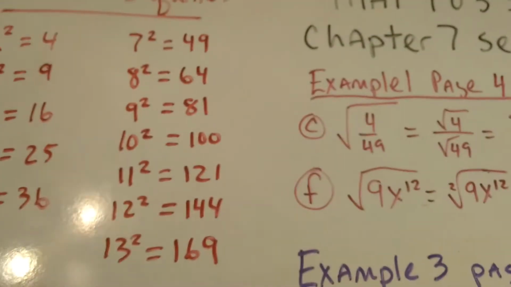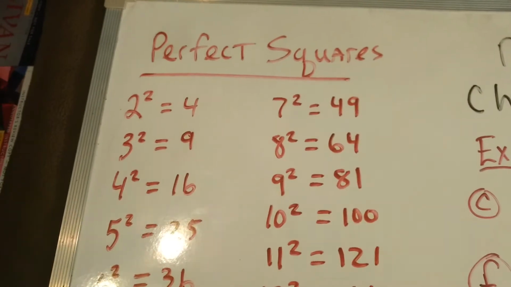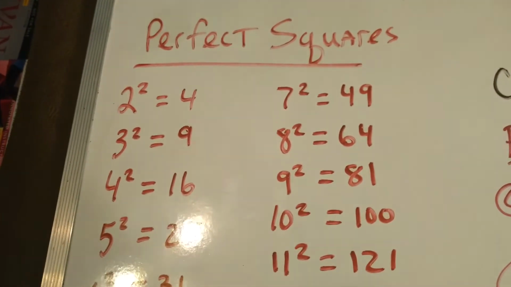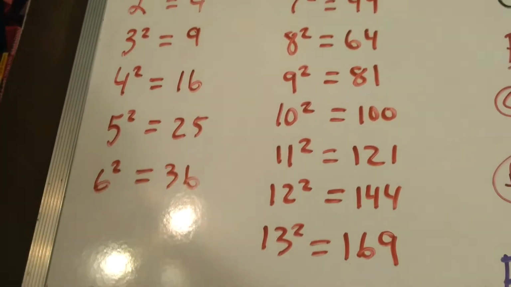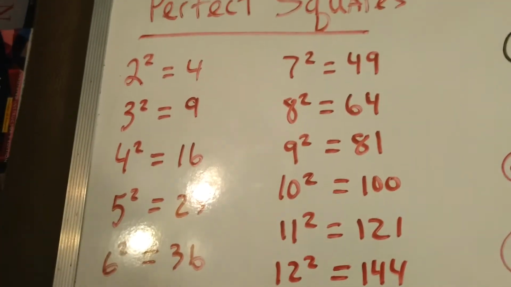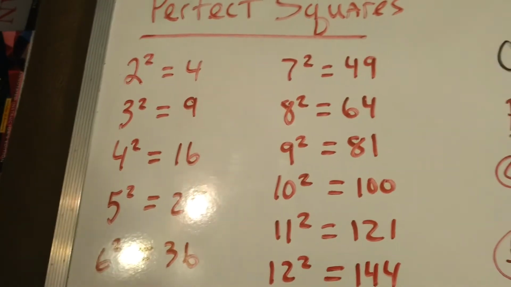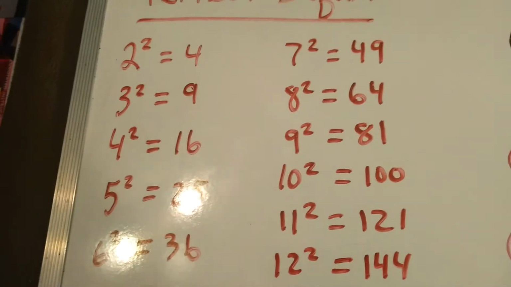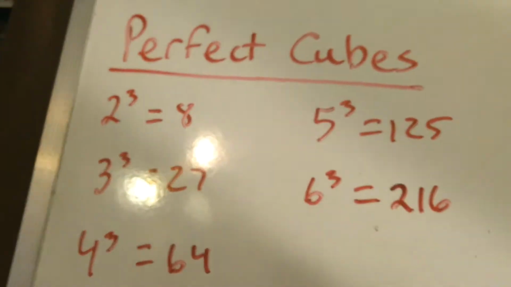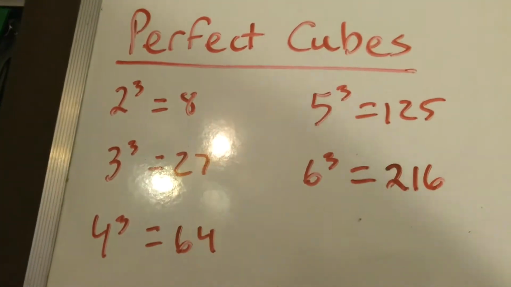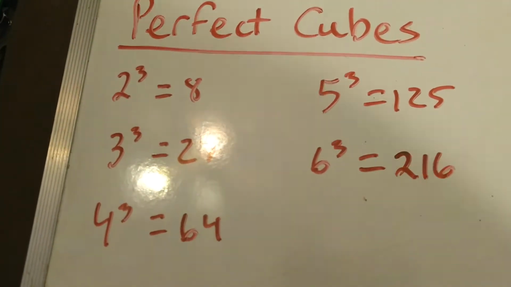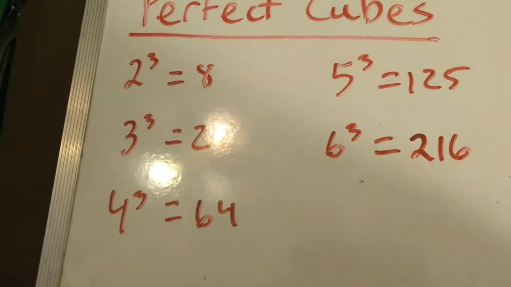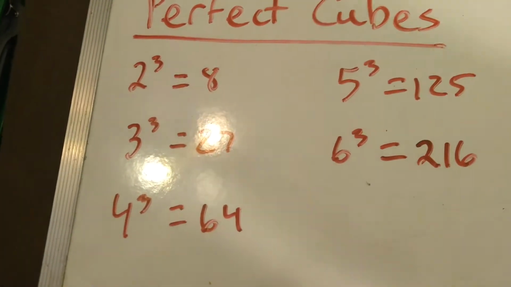Okay? First thing you've got to understand to be able to work the problems in this chapter, you've got to at least know your perfect squares. And what I've done is I've listed the perfect squares up to 13 here, because these are the numbers you can work with to reduce radicals that are square roots. You've also got to know your perfect cubes. And these are the perfect cubes that, as far as I'm concerned, you need to know in order to solve perfect cube roots.